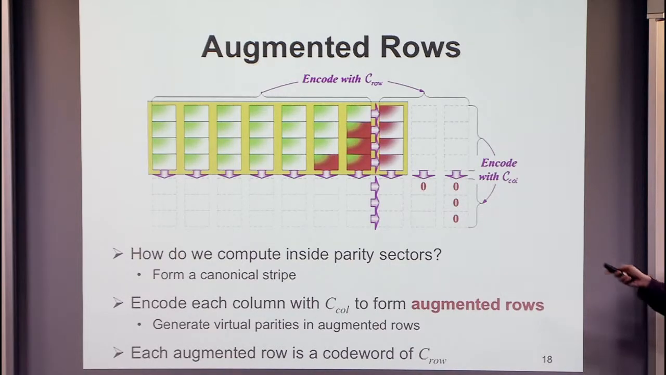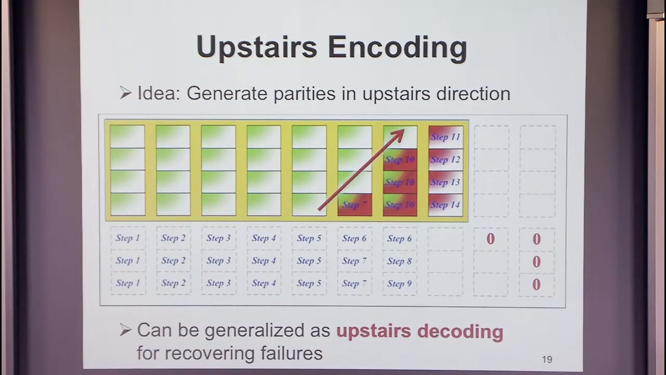Now, how do we generate these red parity symbols? Let's take one approach, which is the upstairs approach. You can also see that the parity layout is like a stair, so that's why we call it a stair code. What we do is we follow the upstairs direction, and try to generate all the possible symbols given the available symbols. You can also generalize this as the decoding approach. Think of this as you lose some symbols and you follow the same way to reconstruct the lost symbol.